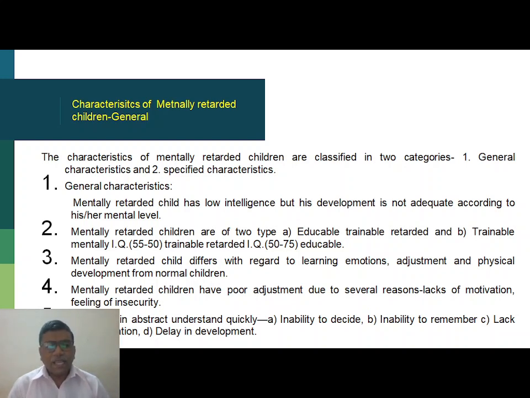Next point, they lack abstract understanding quickly. In that, A, inability to decide, B, inability to remember, C, lack of coordination, D, delayed development.